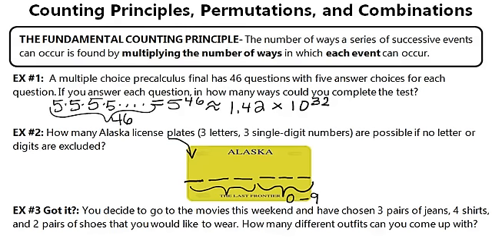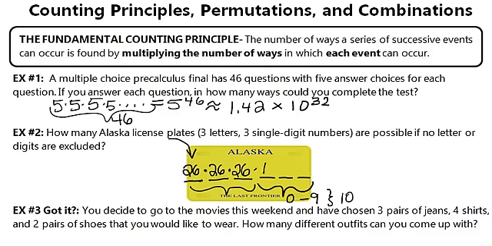For our first letter, we have 26 options. Since no other letter is eliminated, we have another 26 choices for our second. For our third letter, since no letters were eliminated, we have 26 choices. As for our single-digit numbers from 0 to 9, that gives us an option of 10 numbers, not 9, because we're going to count 0 as a number too.